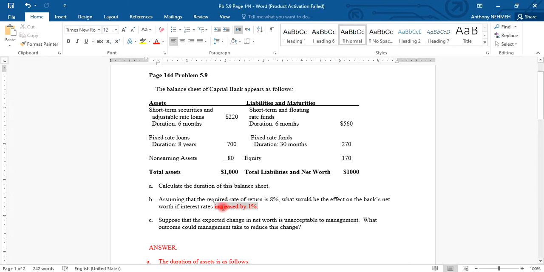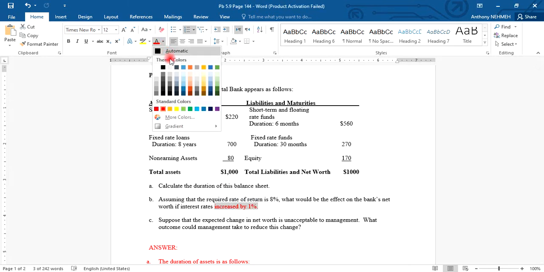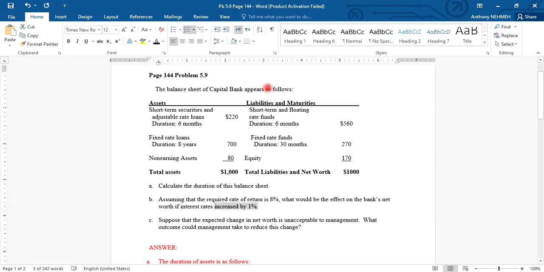Good morning. We are going to solve now problem 5.9 from your textbook, page 144. The balance sheet of Capital Bank appears as follows. We have the assets on the left side and liabilities and equities on the right side.